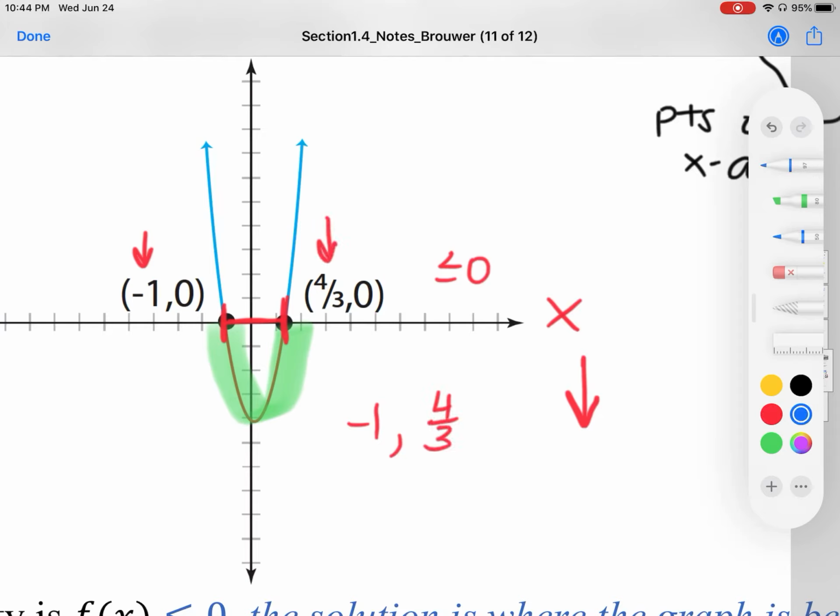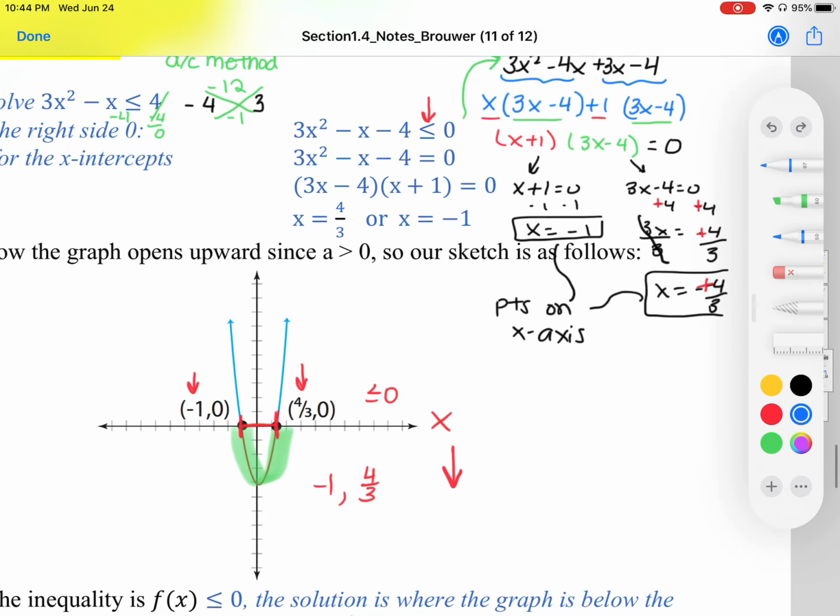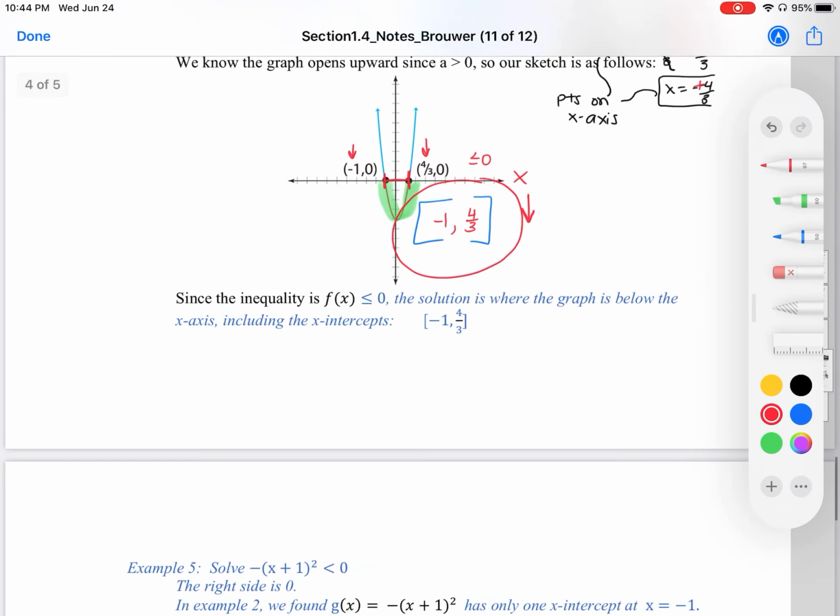Now, we have to decide if we're going to use parentheses or if we're going to use brackets. How do we decide? Well, our question has less than or equal to. Because it has an equal to, we must use brackets, and that will be our answer. Since the inequality is f of x less than or equal to 0, the solution is where the graph is below the x-axis, including the x-intercepts.